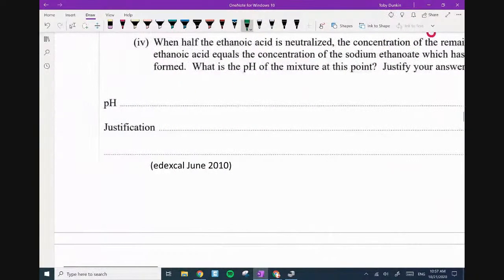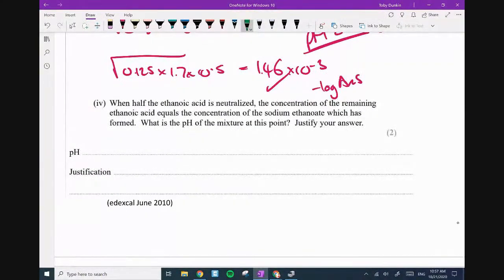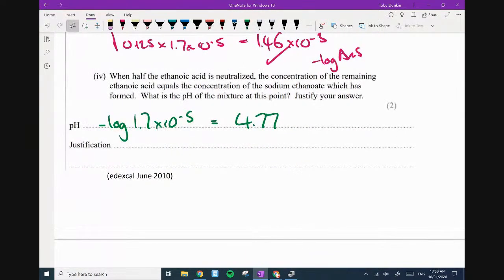Right. So all I need to do, pH is the minus log of the Ka value, 1.7 times 10 to the minus 5. And I'm going to get minus log 1.7 exponential minus 5. And I get a pH of 4.76, actually 4.77. Rounds up. Next, justification.